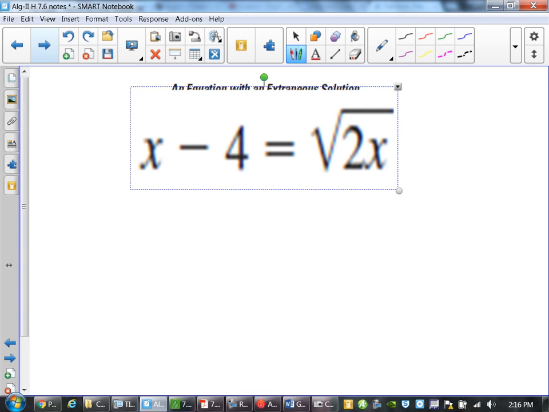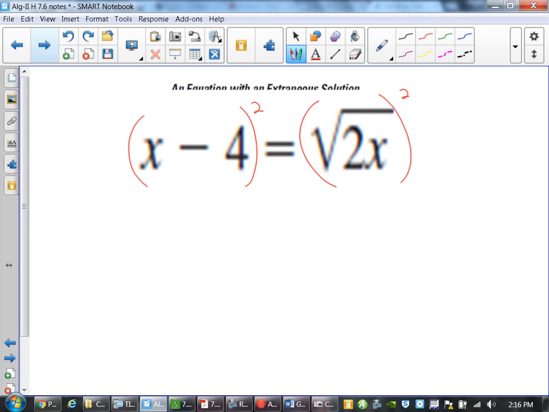Square it. Square it. That's what I said. Ladies and gentlemen, please, for the love of the puppies, don't kill a puppy here. Write it out. You get x squared minus 8x plus 16 equals 2x.